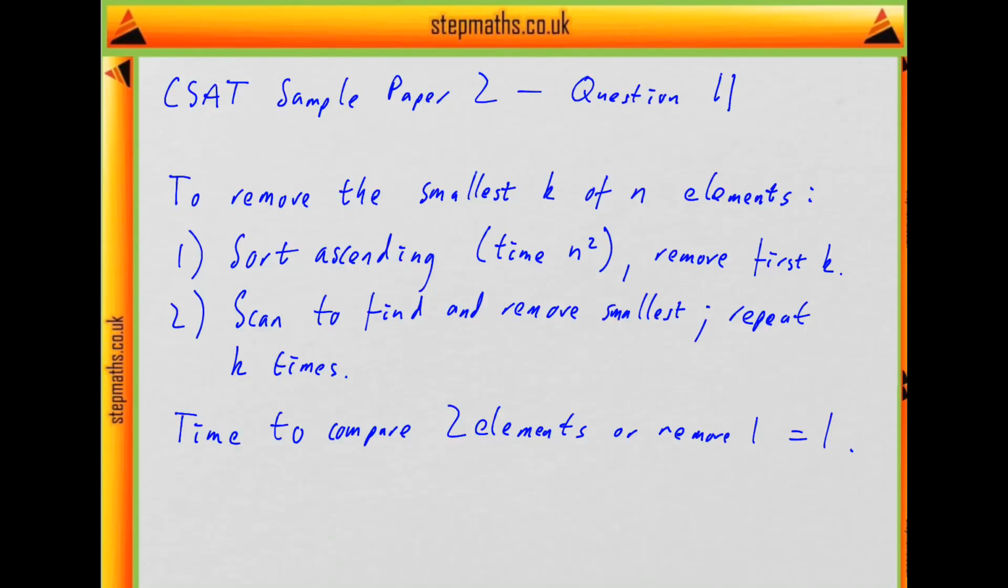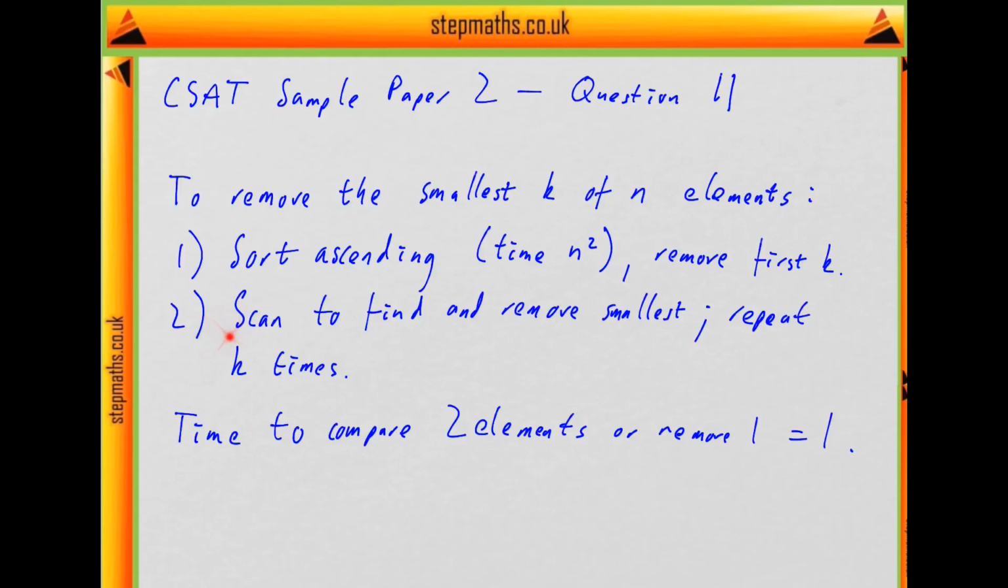This is question 11 from the second CSAT sample paper. We're told about two methods for removing the smallest k elements out of a list of n elements, which aren't necessarily sorted. The first method is to sort all n elements in ascending order, and we're told the time this takes is n squared units, so let's say n squared seconds. And then we remove the first k of the sorted list. That works because once we sort them, they're in order, so the first k are the smallest k, and then we just remove those.